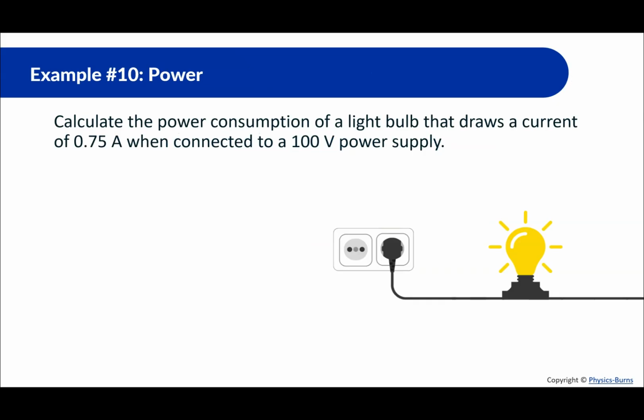All right, so some simple examples we're going to do here. Calculate the power consumption of a light bulb that draws a current of 0.75 amps when connected to a 100 volt power supply. So power is equal to current times voltage. In this case, we don't really have to do much. Solve it for yourself if you know how, and then pause it. So 0.75 times voltage 100, and this is going to be 75 watts.